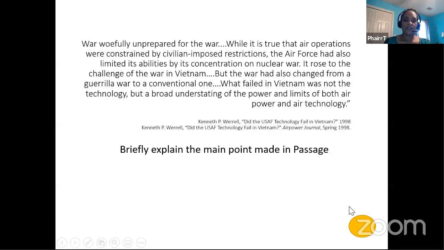This is another passage. You're going to explain the main idea made in this passage as well. Same thing with the Vietnam War. Kind of take that into consideration.